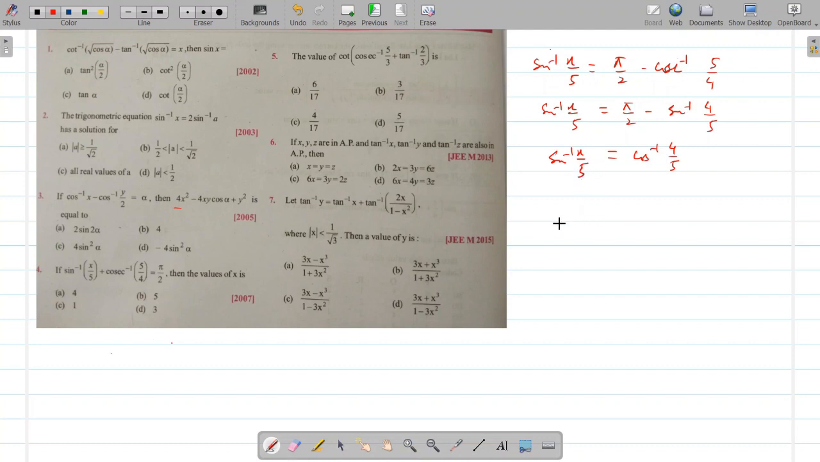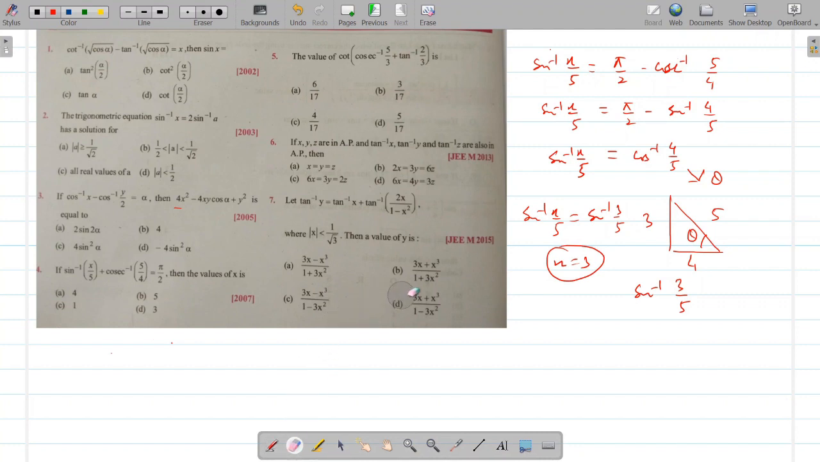So now cos inverse of 4 by 5 we can convert. This is 4, this is 5, this is 3. If I take this angle equal to theta, then it can be written as sine inverse of 3 by 5. So sine inverse of x by 5 is equal to sine inverse of 3 by 5. So x's value is 3.